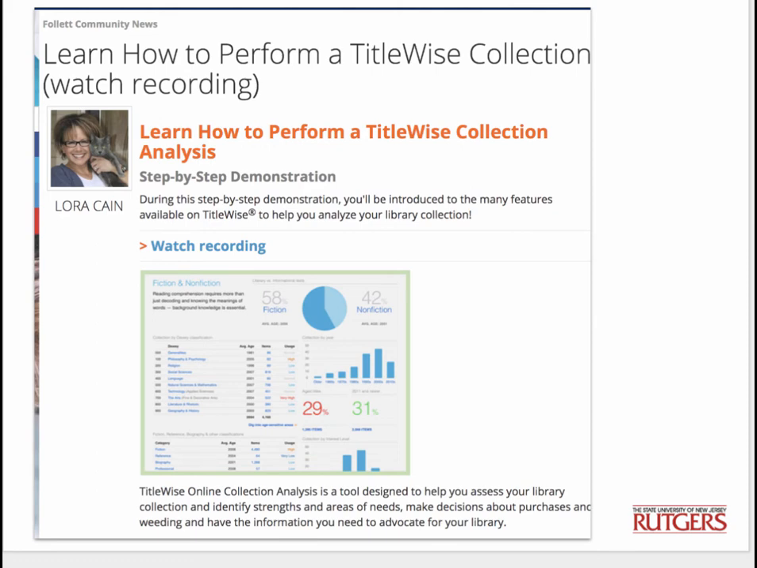And this link will have a video, you'll see it in the playlist as well, that will teach you how to perform a title-wise collection analysis. If you don't use Destiny or Follett, or if you can't use another tool, let me know and we'll do a manual analysis, and we'll talk about a good strategy for doing that.